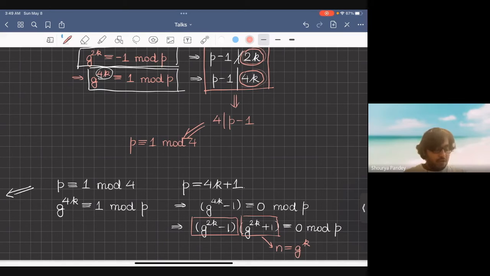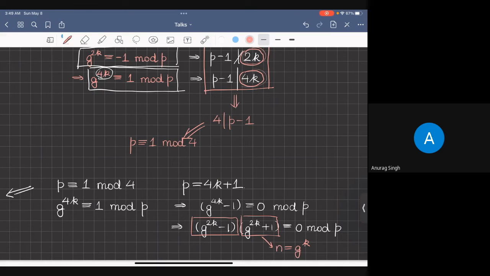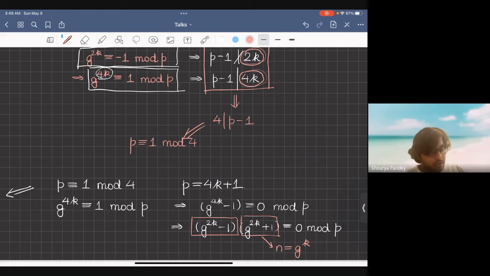Sure. But then g to the 2k will also be congruent to 1 mod p, which implies that p minus 1 is also dividing 2k. Yeah, which is a contradiction. It is not possible.